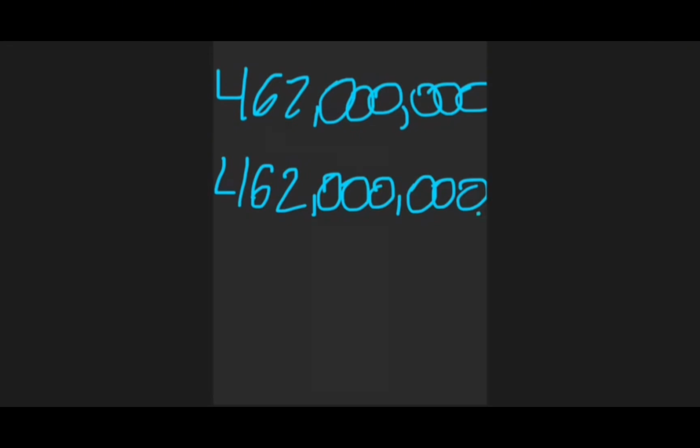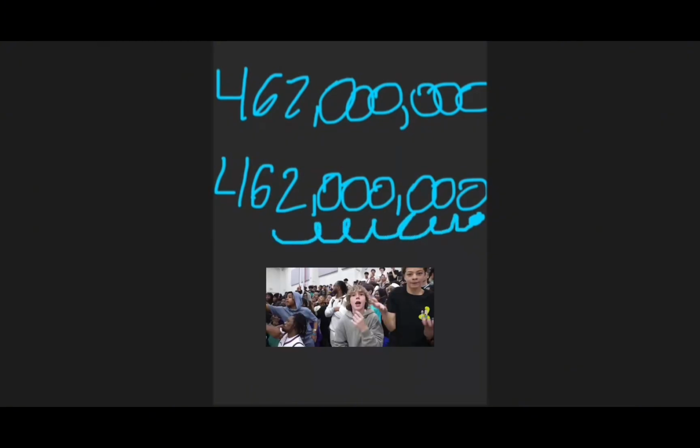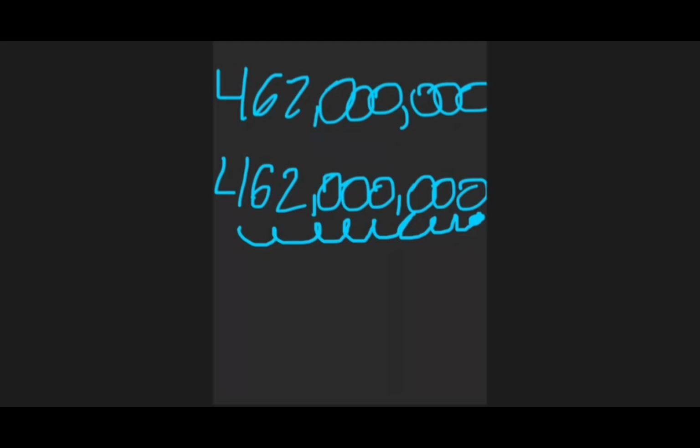So let's say the decimal point is here. We have to move it 1, 2, 3, 4, 5, 6, 7, 8. And that will get us 4.62 times 10 to the 8.